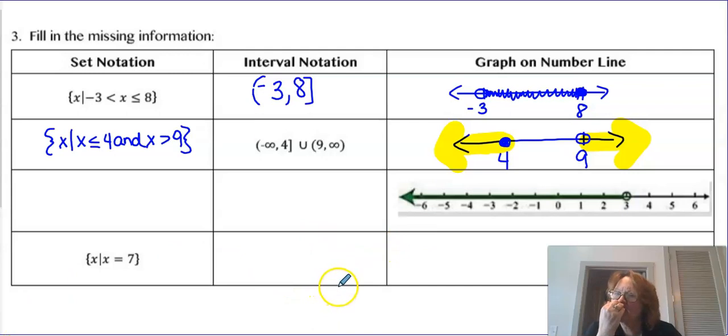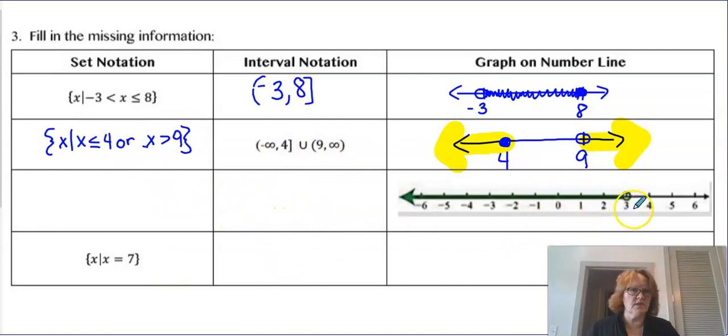Okay, so I'm looking at this, and this is what it has on my key, but I want you to change this and. Change it to or. Because if it was and, you can't have both of those at the same time. You can't have less than 4 and greater than 9 at the same time. So we're going to change that to an or, because you could have less than 4 or greater than 9. I'm not sure why it said and on my key.